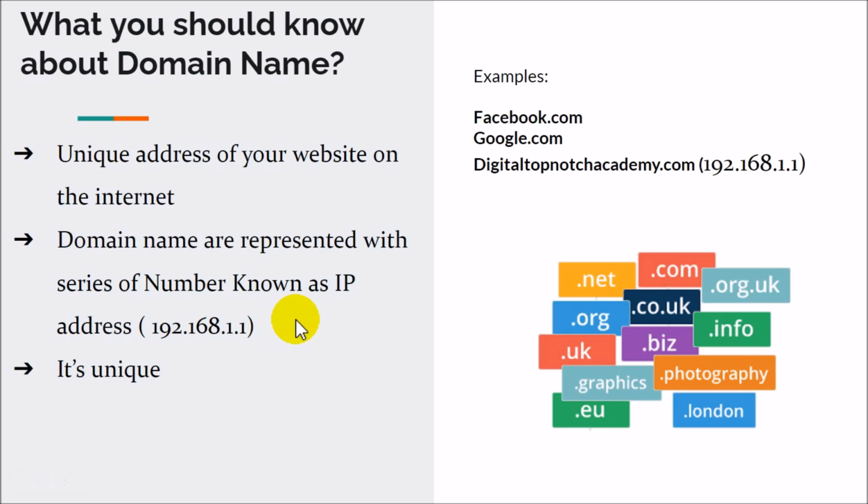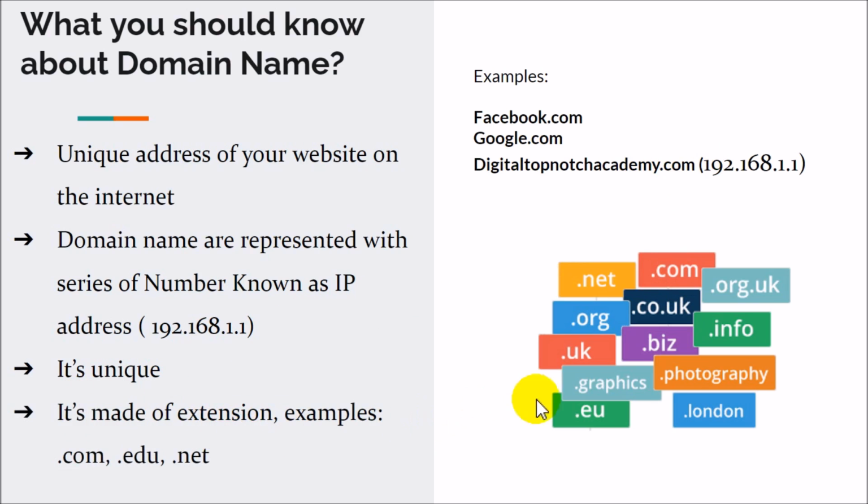You can't have more than one domain name out there. You can't have facebook.com again, except the one you already know. You can't have Google. Also this Data Top Notch Academy, you can't find it elsewhere. Someone can have Data Top Notch Academy .ng. Domain names are also made up of extensions. So someone can have Data Top Notch Academy .ng or .org, .info, whatever, but they cannot have the .com again because it's totally claimed by me.